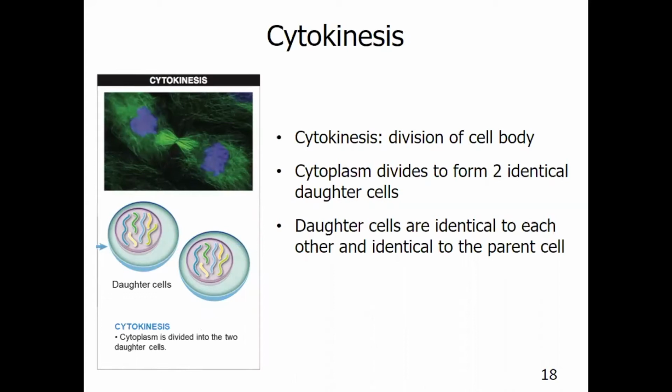Finally, the cell will undergo cytokinesis, which is division of the cell body itself. In telophase, we saw the nuclei reform at opposite ends of the cell. And in cytokinesis, we see division of the cell body itself so that we get two separate daughter cells. These two daughter cells are identical to one another, and they are identical to the parent cell we started out with.